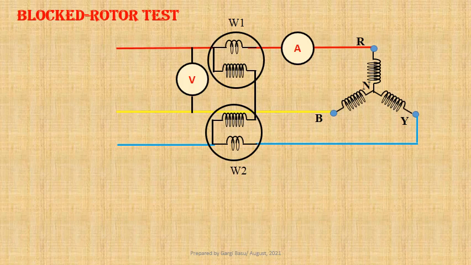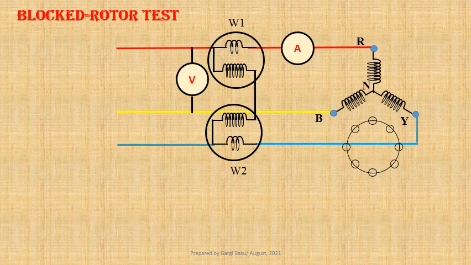The blocked-rotor test of an induction motor is similar to the short circuit test of a transformer. That is why the blocked-rotor test is also known as short circuit test. When the blocked-rotor test is performed, the rotor is kept locked by some means so that it cannot rotate. Therefore, slip S equals 1.